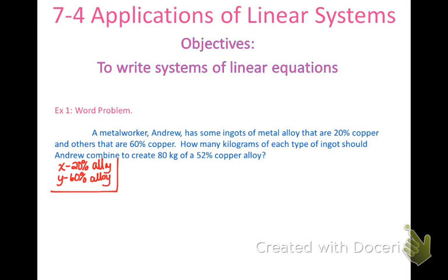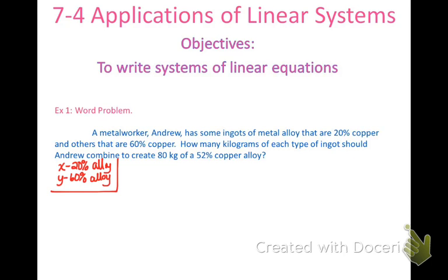A metal worker, Andrew, has some ingots of metal alloy that are 20% copper, and I made X to be the 20% alloy, and others that are 60% copper, and I made that to be our variable Y as our 60% alloy. How many kilograms of each type of ingot should Andrew combine to create 80 kilograms of 52% copper alloy? So there are two equations that we need to make there.